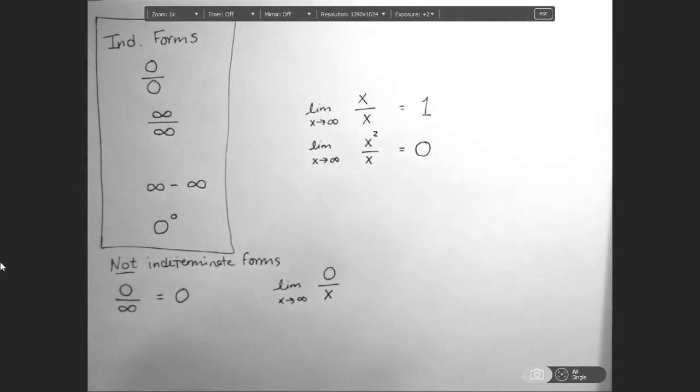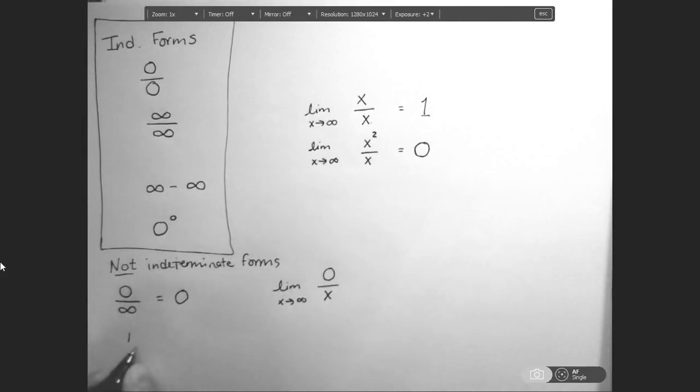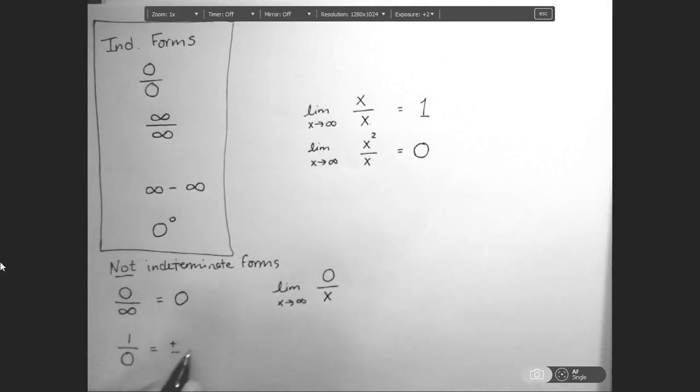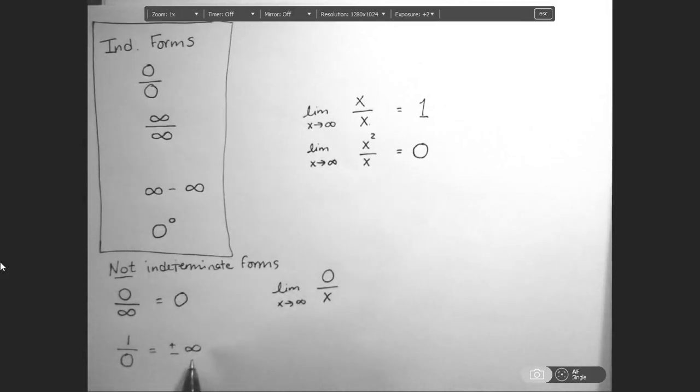Another example, and this is a trickier one that is not an indeterminate form, is the form of 1 over 0. Now this is tricky because this results in a positive or negative infinity. The difference here is that taking on an infinite result is different than taking on any possible result. This is indeterminate because it can take on any value that I want it to be, whereas this one can only take on positive or negative infinity. So let's think about why this is the case.